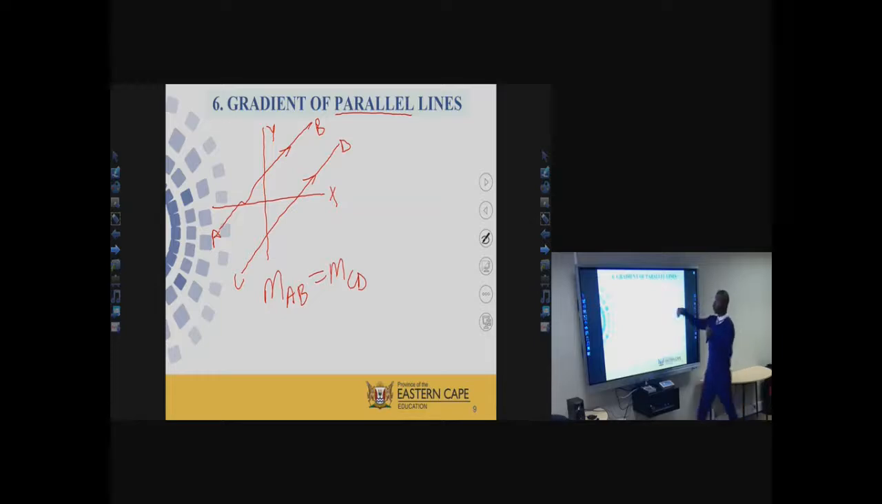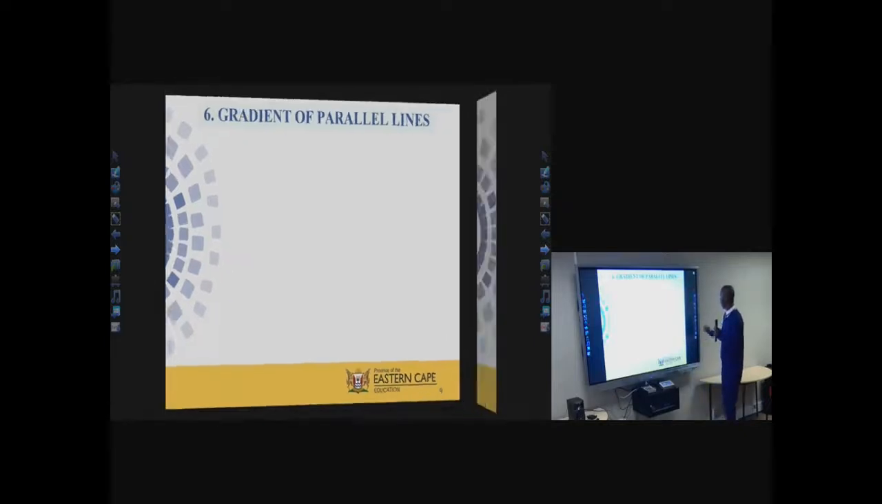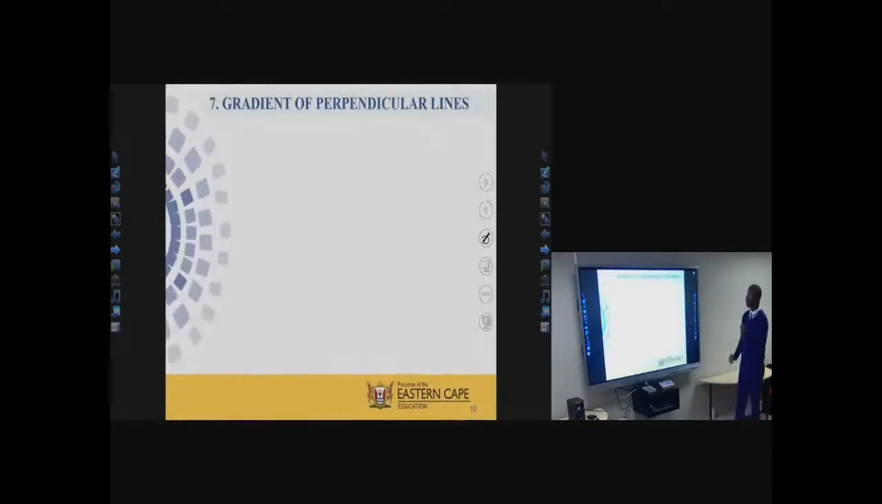So if you know the gradient of this line, then you know the gradient of that line, right? Then you go to gradients of perpendicular lines. Now, what are perpendicular lines? Perpendicular lines are lines that meet or intersect at 90 degrees.